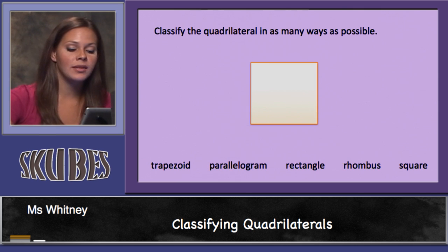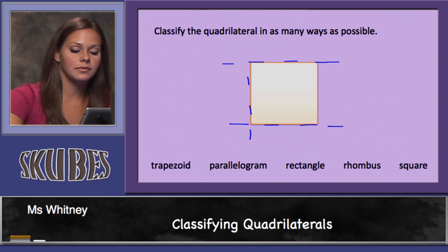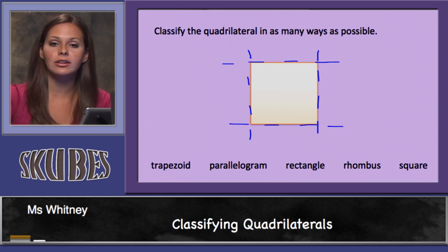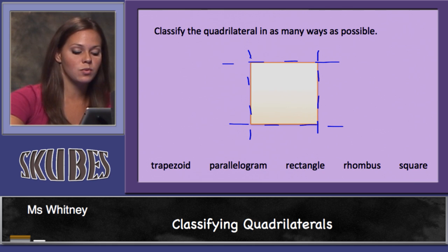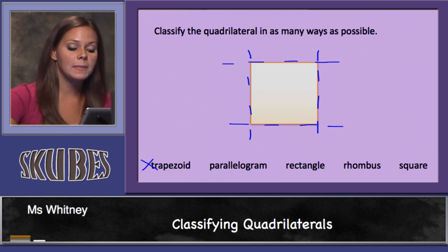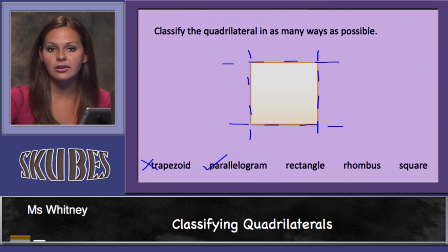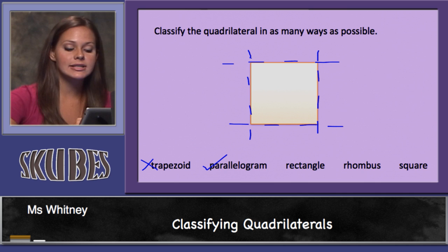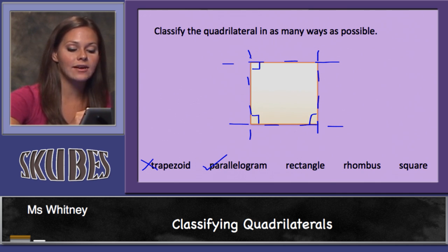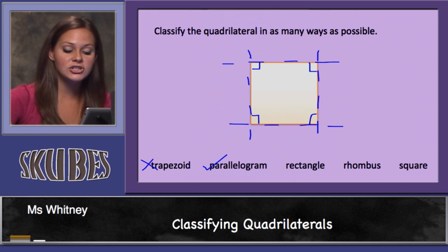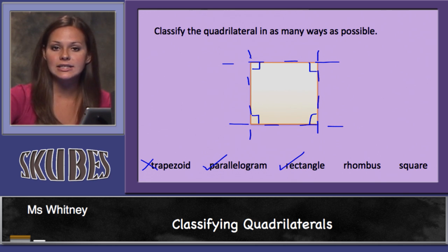Let's look at this example. First, let's find the parallel sides. This shape has two sets of parallel sides. A trapezoid only has one, so this shape is not a trapezoid, but it is a parallelogram with two sets of parallel sides. Rectangles must have 4 right angles, and this shape does have 4 right angles. So this shape is a rectangle. It has two sets of parallel sides and 4 right angles.